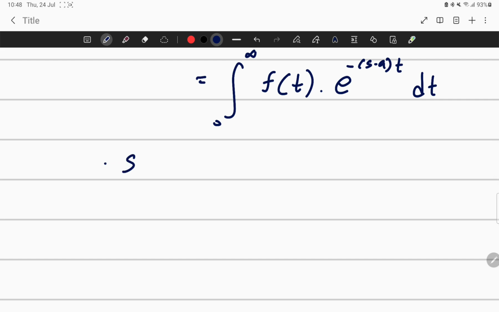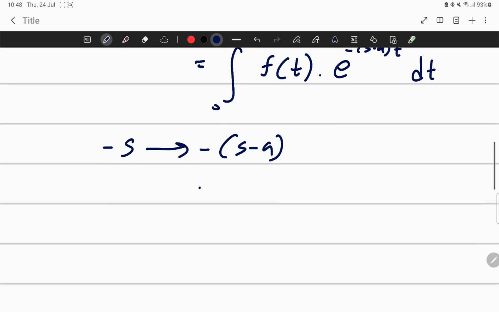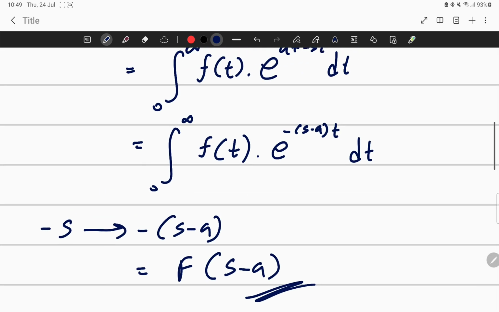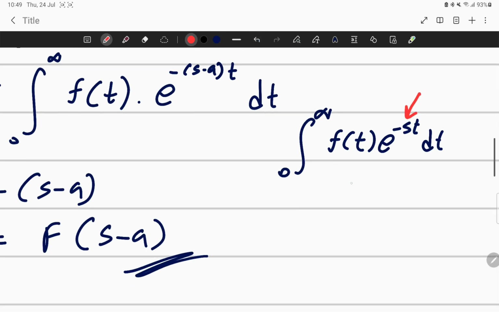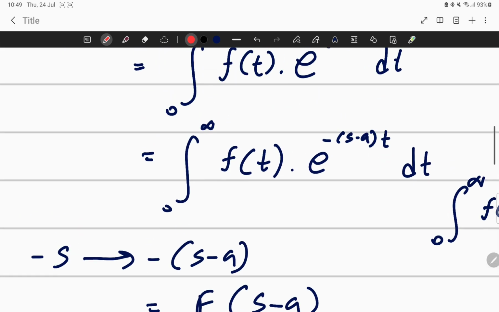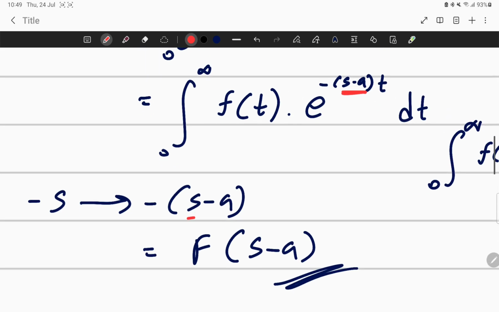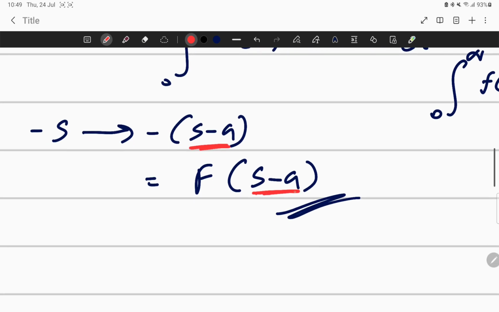Here if I consider s as s minus a, so by shifting I can say this is equal to F(s minus a), right? Because let's say I have the integral from 0 to infinity of f(t) e to the minus st dt. In this formula, these two are equal, right? So here I have s minus a, so in the function I have to substitute s minus a.